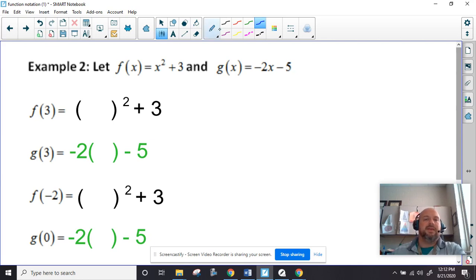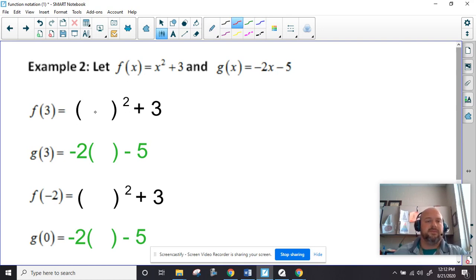Now, this one we have two different functions. Now, it says f of x and g of x. It could be any letter besides I or O, and that's because it's confusing. And I is used for something else. We'll get to that later this semester. But basically we're just finding out what the y value is for these functions given an x.